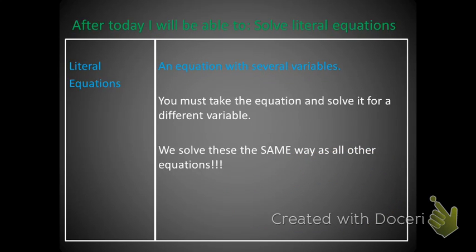A literal equation would be like y equals mx plus b. If I didn't put any numbers in here and I kept an m and a b, that would be a literal equation. Another one would be E equals mc squared. Some of you might have heard of it. This is another literal equation, and it is very helpful for physics and chemistry, so we should learn it. Here we go.